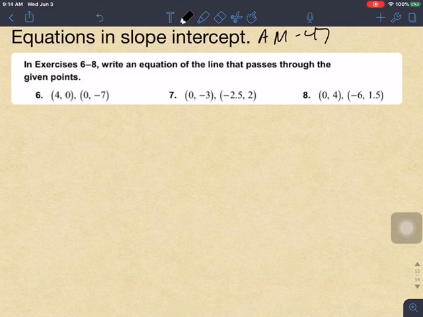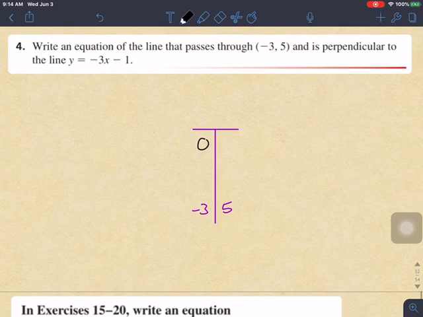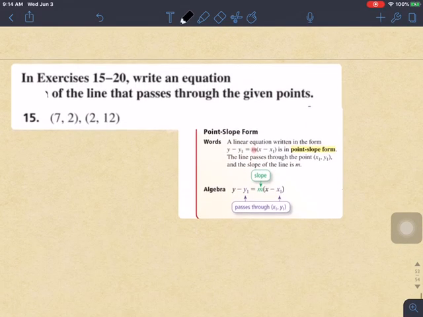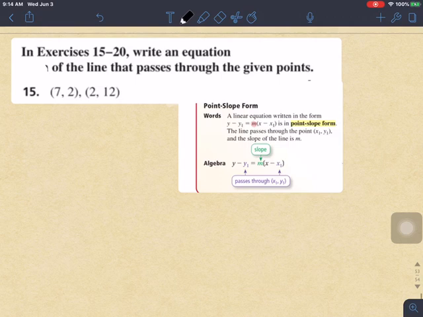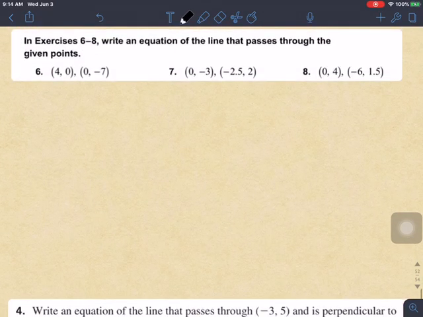We're really just going to take one of these problems and do this. We're going to learn how to write an equation in slope-intercept form from a set of coordinates, how to write a perpendicular line given this information, and then how to write an equation in point-slope form. So we're going to go ahead and get started with number 6.